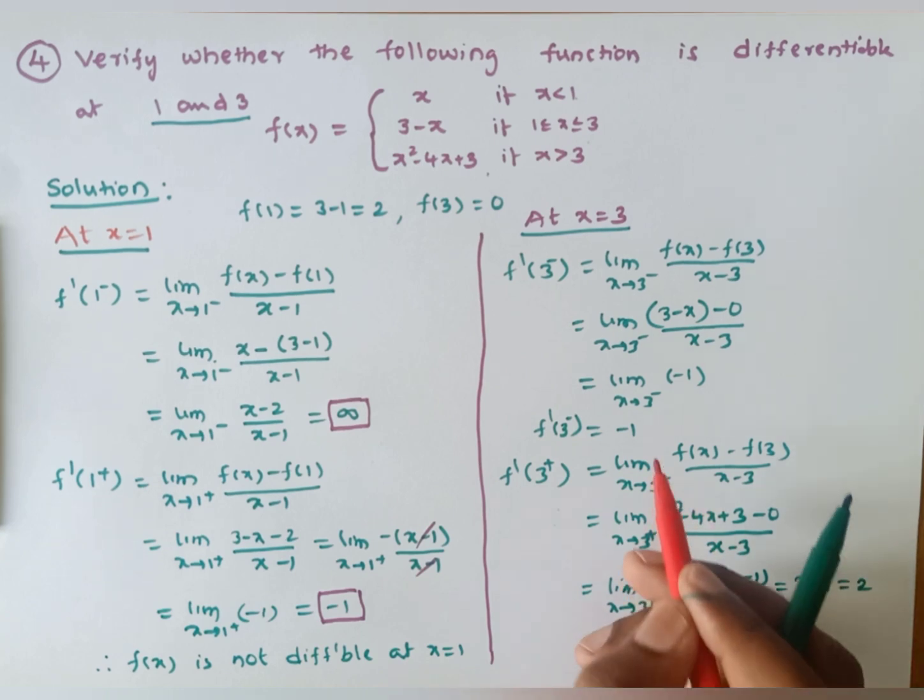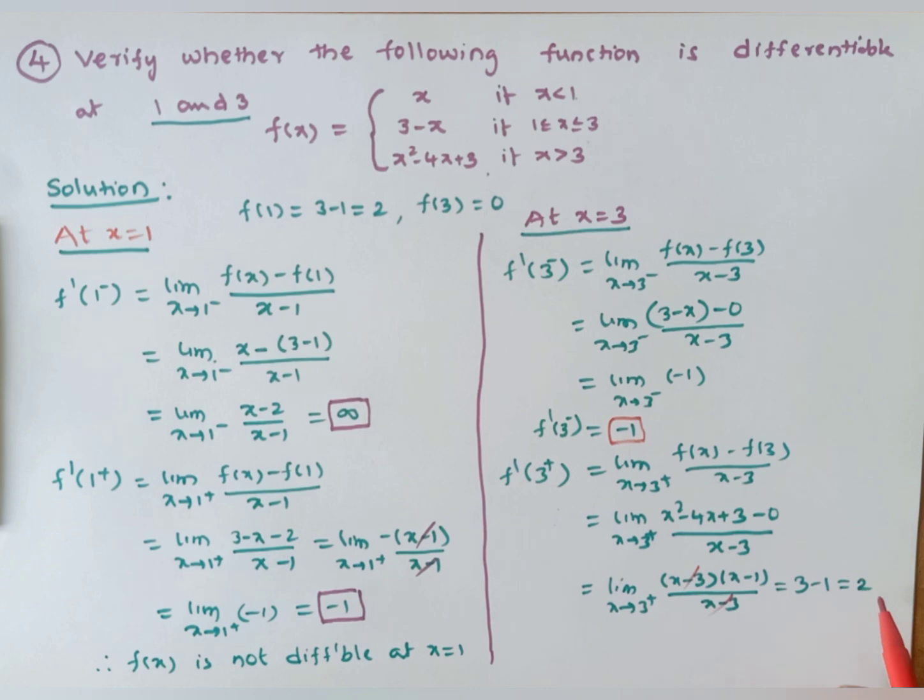So here the left hand derivative is minus 1, the right hand derivative is 2. For the limit to exist at a particular point the one-sided limits must agree, otherwise the derivative also does not exist. Therefore f of x is not differentiable at x equals 3. So it fails at 1 and at 3; the two points given, neither 1 nor 3 is differentiable. At x equal 1 it is not differentiable, at x equal 3 it is not differentiable.